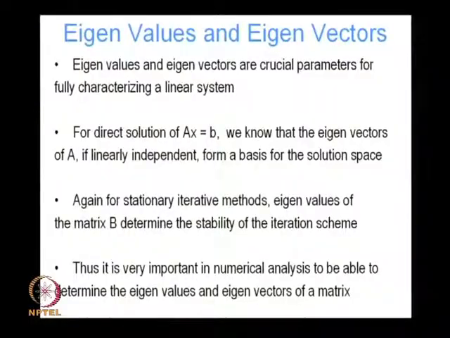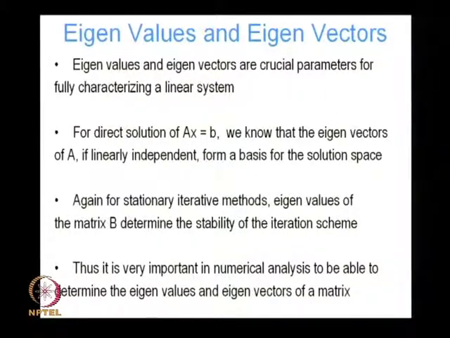For instance, if you want to do stability analysis, you need to find eigenvalues. There are countless other applications where eigenvalues are very important. So, eigenvalues and eigenvectors are crucial parameters for fully characterizing a linear system. For direct solution of Ax equals B, we know that since the eigenvectors of A, if linearly independent, form a basis for the solution space, we can use the eigenvectors to solve the problem.